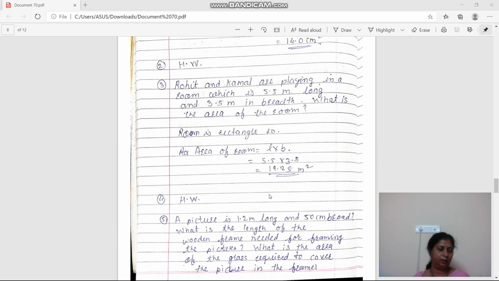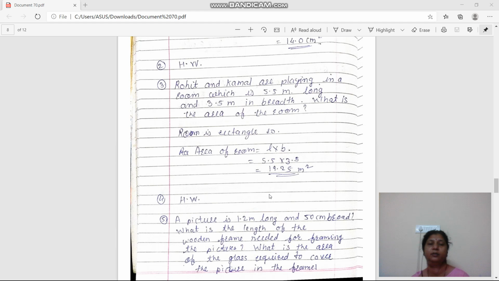A square park has a length of 100 meter. What is the perimeter of the park and what is the area of the park? First of all, calculate the perimeter. The park is a square, so the perimeter of the park is equal to 4 into side, that is 4 multiplied by 100, that is 400 meter. Then the area of the park is equal to side into side, that is 100 into 100. So you have to calculate that now.